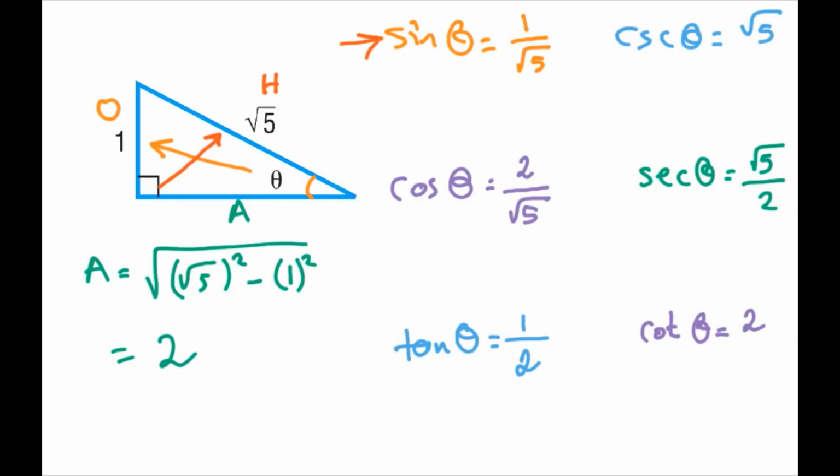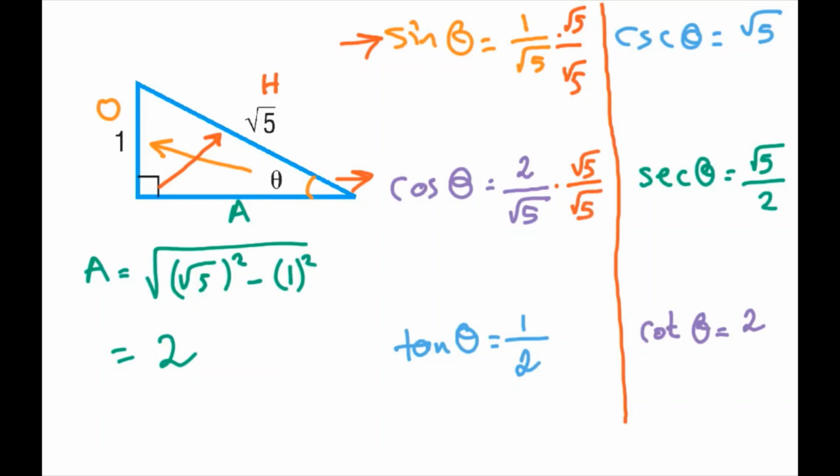Now when it comes to the sine and cosine, we don't accept a radical in the denominator. So what you're going to do, you will multiply the numerator and denominator by square root of 5 to get rid of the root in the denominator for here and this one too. And when you do that, the answer will be square root of 5 over 5. Square root of 5 squared is 5. Here it's going to be 2 square root of 5 over 5. So you need to put your answer in simplest form.